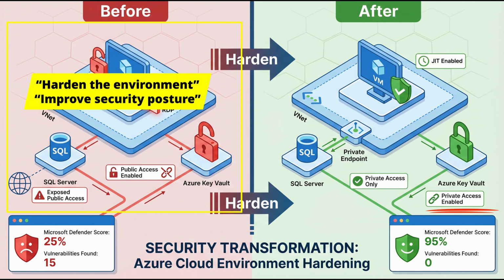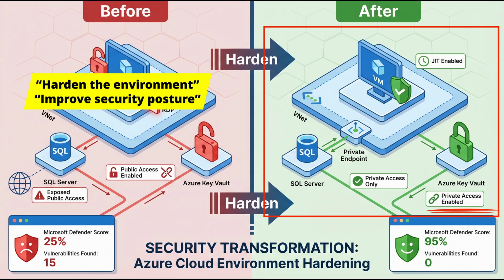Third risk is eliminated. Now look at the right side. Everything changes. VM, JIT enabled, SQL, private access only, and Key Vault fully secure. And the result, security score 95%, vulnerability 0. And this is the goal of the exam. Not perfection, but secure transformation.